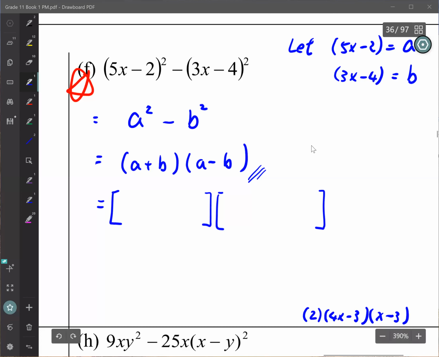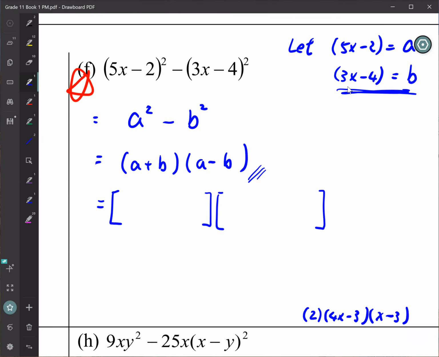sure. Okay, at the beginning, question F, it has two different brackets, right? You see? Yes. Okay, so we let each bracket be a different letter. So we let 5x minus 2 be A. Do you see it? Yeah, on the right side. And then 3x minus 4 be B. So if you replace it in the question, then the question now becomes A squared minus B squared. Okay?